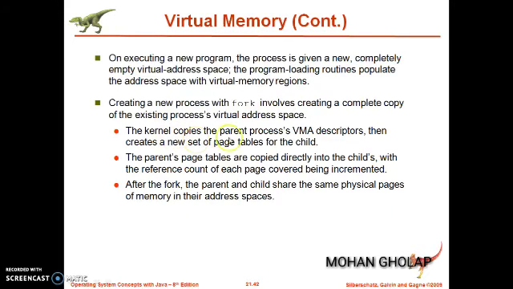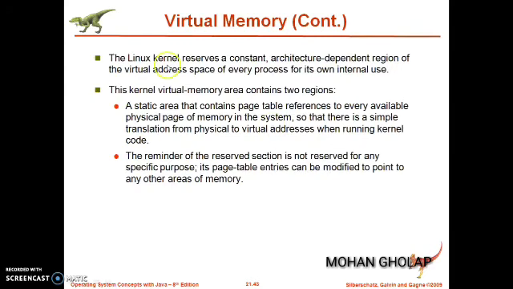So what all things will be done whenever a new process is created by fork? First, the kernel copies the parent's VMA descriptors and then creates a new set of page tables for the child. After that, the parent's page tables are copied directly into the child's, with the reference count of each page covered being incremented. After the fork, the parent and child share the same physical pages of memory in their address spaces. In this way, whenever a new process is created using fork, an altogether new virtual address space will be created for the child.